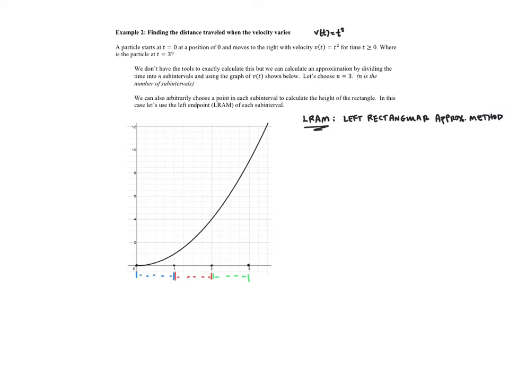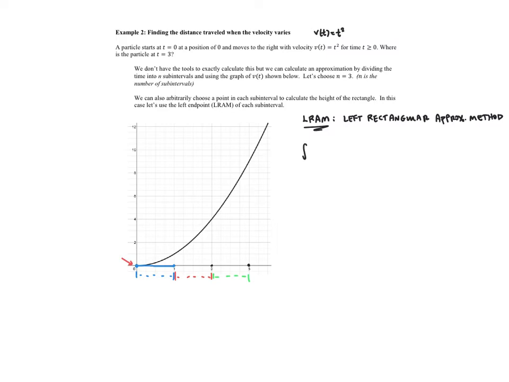Okay, what we're going to do is start from the left, and we're just going to start drawing rectangles. The first interval is going to have a rectangle that has a height of 0. I'm specifically taking the left-hand output, so this output right here, and that's going to represent the height of my first rectangle.